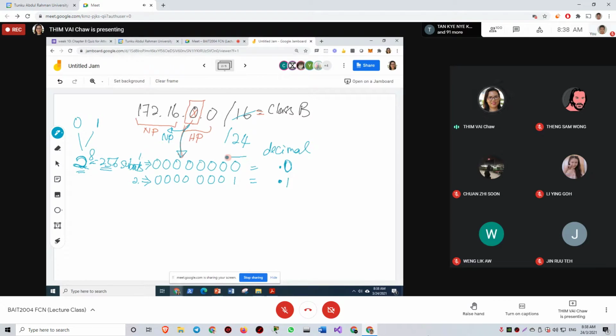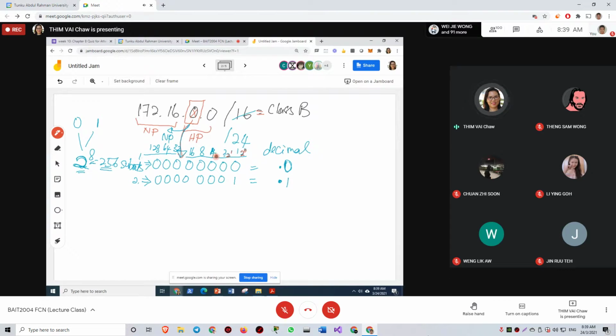Under the decimal, the position values here are 1, 2, 4, 8, 16, 32, 64, and 128. Okay, why is it 1? Because at this position, we call it 2 powered by 0, the position number 0. This is 2 powered by 1. That's why your value is this. I hope you are able to understand these things already.